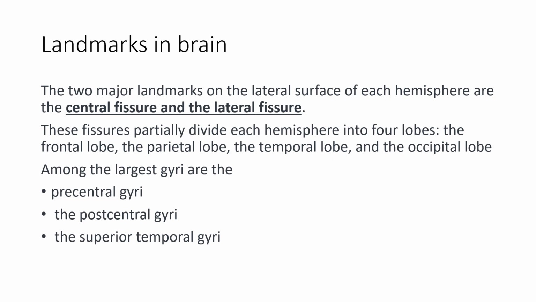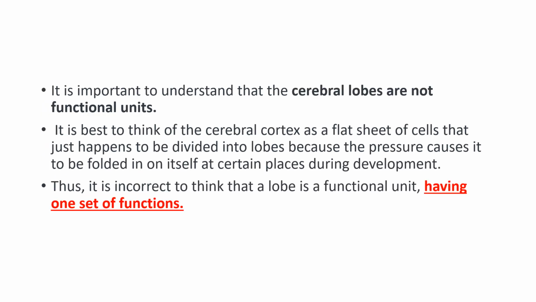It has been divided based on the fissures. These fissures divide the brain into four lobes: frontal lobe, parietal lobe, temporal lobe and occipital lobe. There are several gyrus that we can see, the ridges between the fissures, such as the precentral gyri, the postcentral gyri and the superior temporal gyri. So as I was saying, these fissures divide the brain into different lobes.